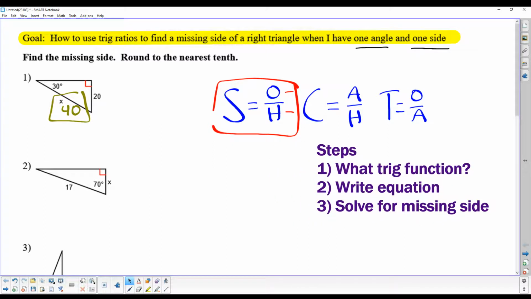Question 2. Step 1. Which trig function is it? Well, this is my reference angle. My stick figure is here.